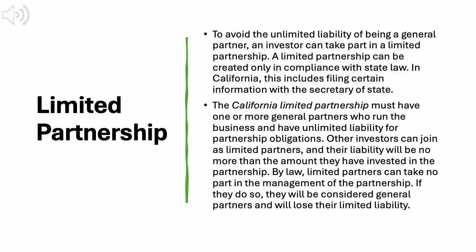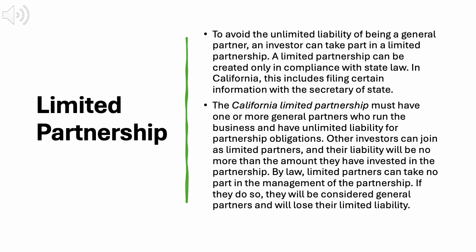Limited partnership. To avoid the unlimited liability of being a general partner, an investor can take part in a limited partnership. A limited partnership can be created only in compliance with state law. In California, this includes filing certain information with the Secretary of State. The California Limited Partnership must have one or more general partners who run the business and have unlimited liability for partnership obligations. Other investors can join as limited partners, and their liability will be no more than the amount they have invested in the partnership.